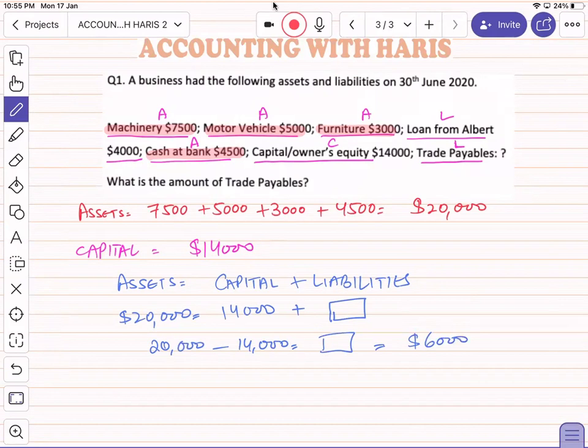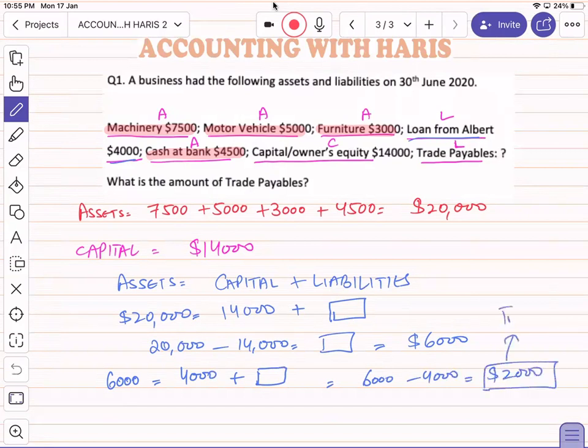Now you know one of your liabilities, the loan from Albert, equals $4,000, and the other liability you have to figure out is trade payables. So can I say 6,000 equals loan from Albert, that is 4,000, plus the amount of trade payables that you have to figure out, which I can keep as a box. So if I figure out this box, it equals 2,000. So 2,000 is the amount of trade payables. Obviously, if the total liabilities equal 6,000 and you know one liability is 4,000, then the missing liability will be 2,000.